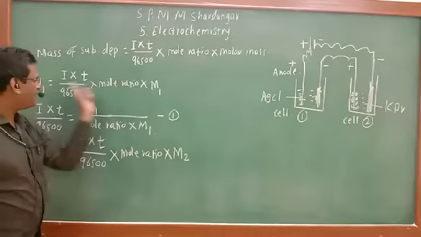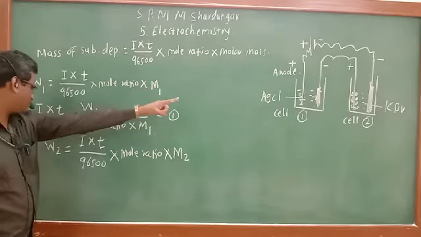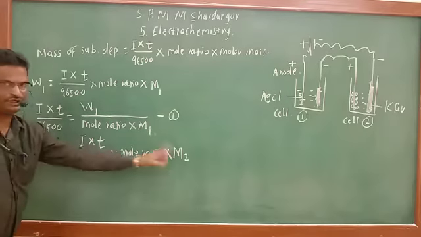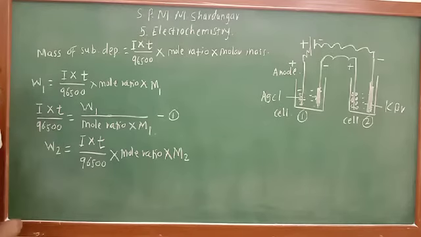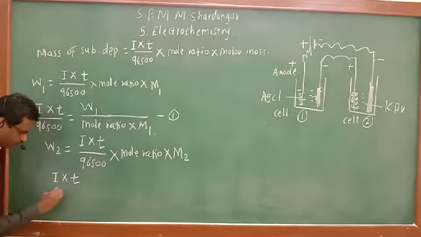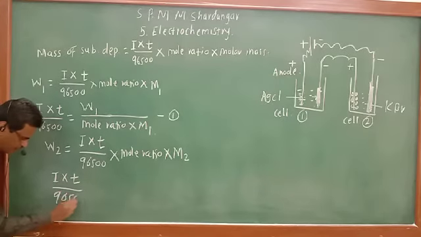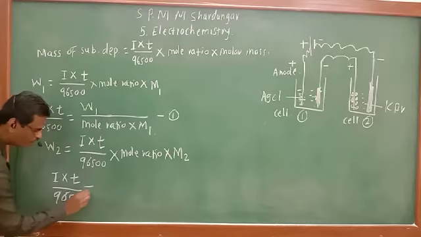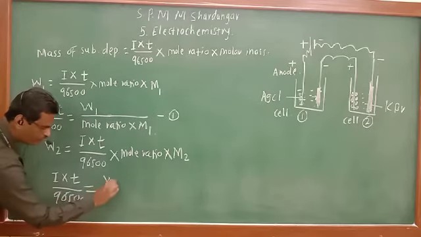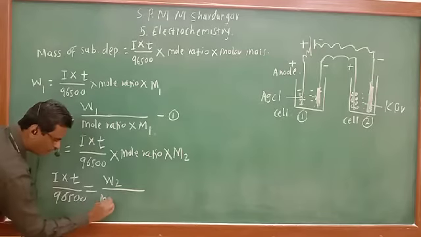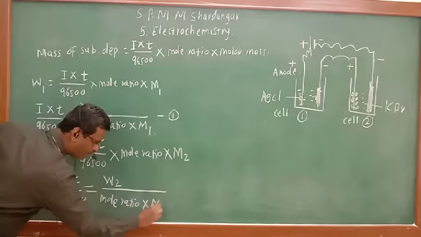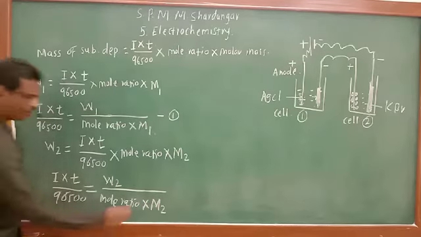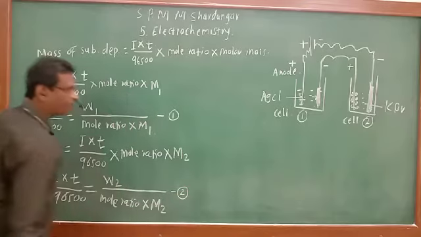For cell 1, I have written W1 and M1. For cell 2, I have written W2 and M2. Rearranging this equation in this manner, what will we get? We can write I into T divided by 96,500 will be equal to W2 divided by mole ratio multiplied by M2. Now let us consider this as equation number 2.